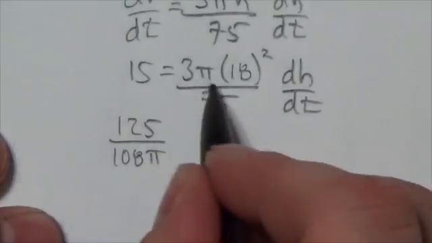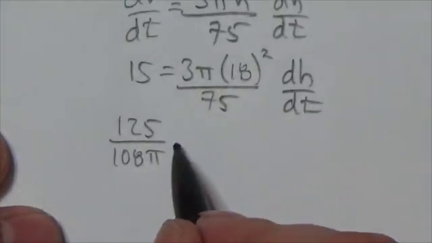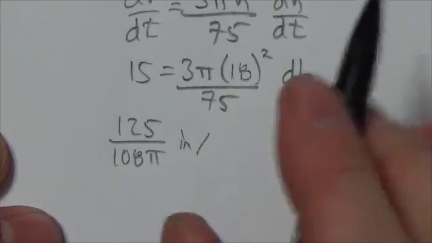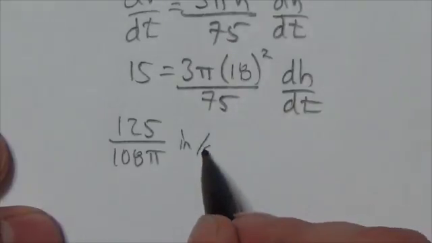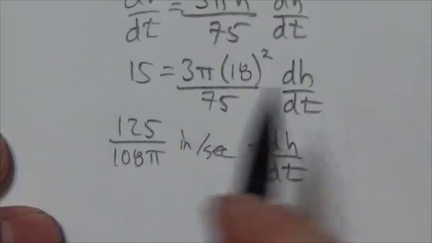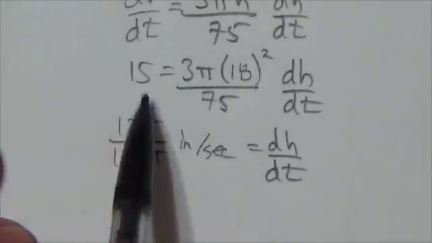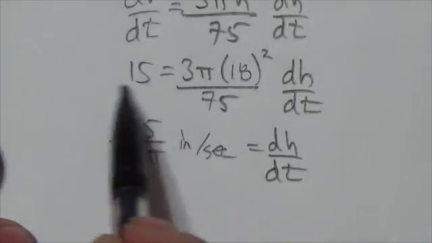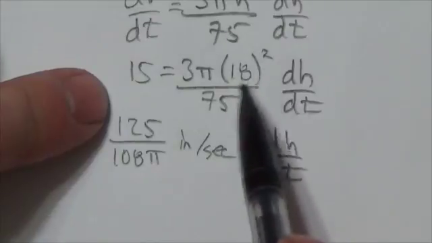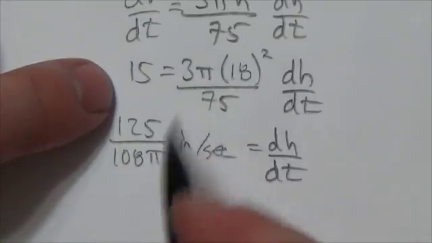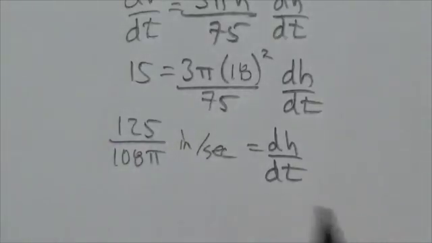Because remember there's a pi over there, I have to bring that over. And this is going to be inches per second, since we're finding dh/dt. And that makes sense here. The volume is going to be inches cubed, and the height here is just in inches, but I squared it, so inches squared. When I divide that out, I'm just going to get inches, and away we go.